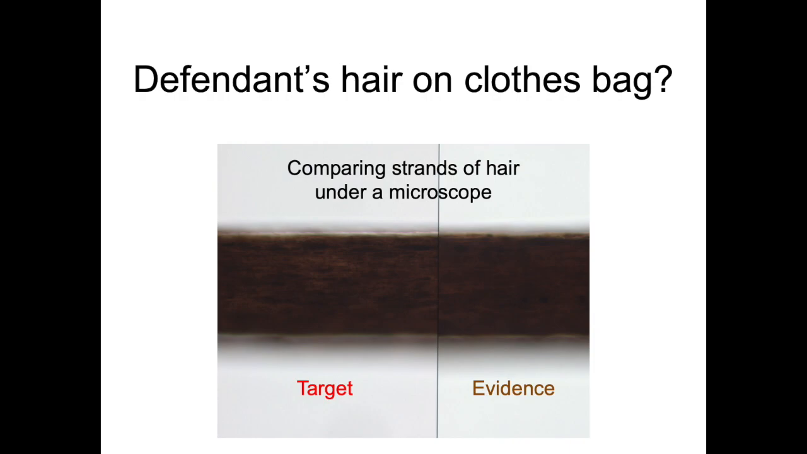A hair was found on a garbage bag that contained clothing from the deceased child. Was it the defendant's? Wasn't it the defendant's? Well, looking at it under a microscope, a forensic analyst looked at the target together with the evidence and believed that this hair was unique in her experience, and this was a match. Comparing the strands of hair under a microscope produced a match of the target and evidence hair.